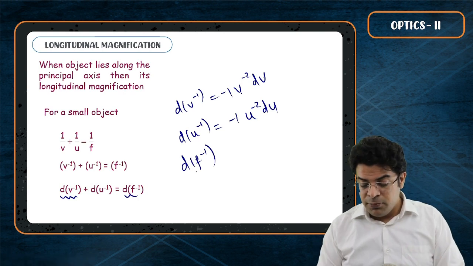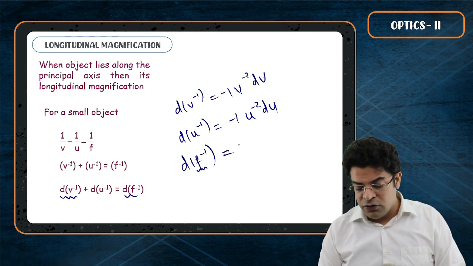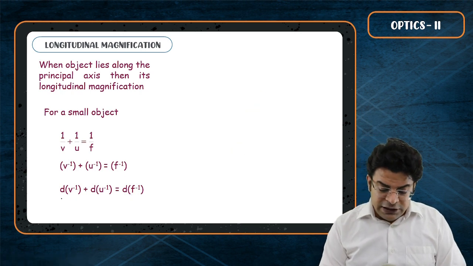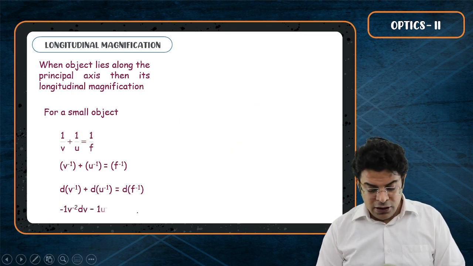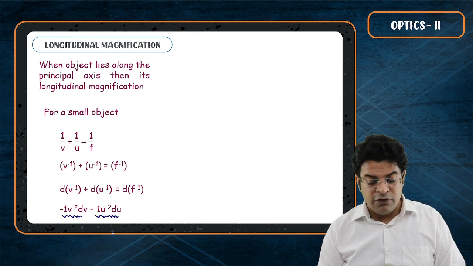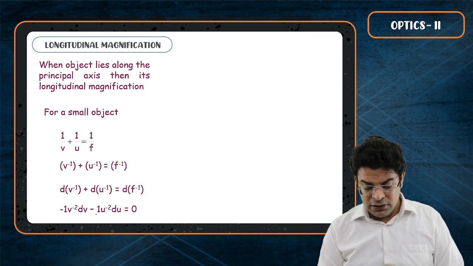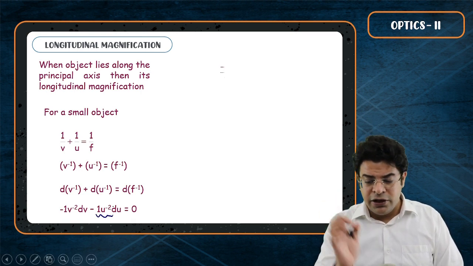That's why the position of focus with respect to pole remains constant, and the differentiation of any constant is 0. So on differentiating these three terms, we get minus 1 v raised to the power of minus 2 dv minus 1 u raised to the power of minus 2 du equals to 0. Now bring this term to the right hand side and rearrange it.